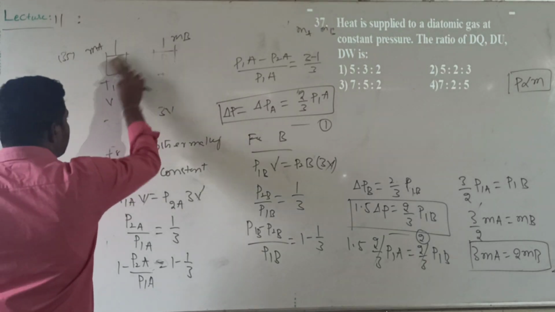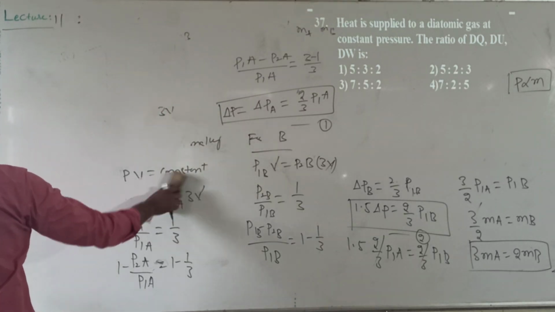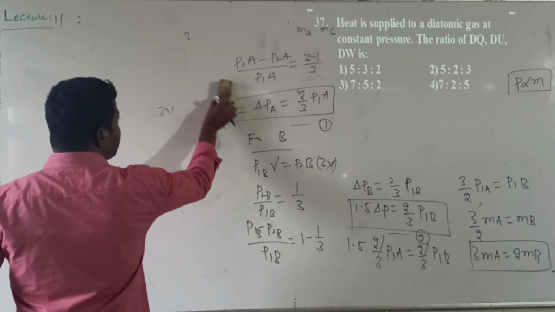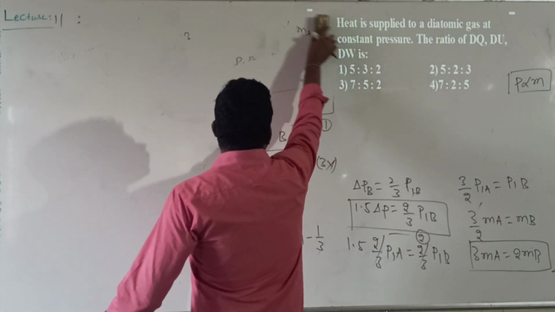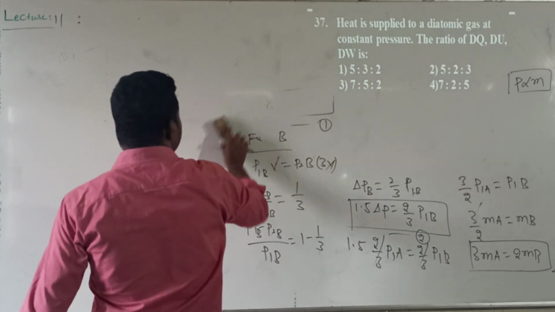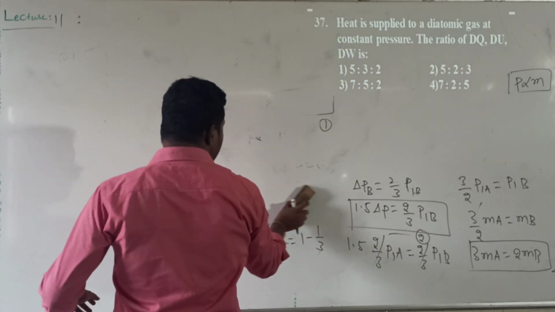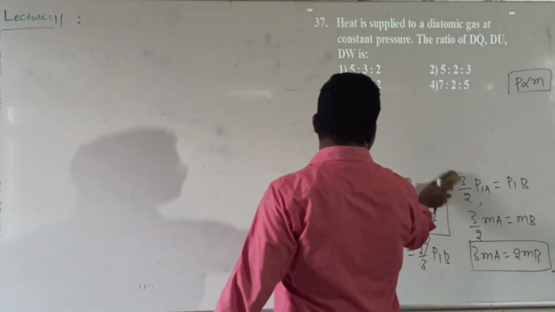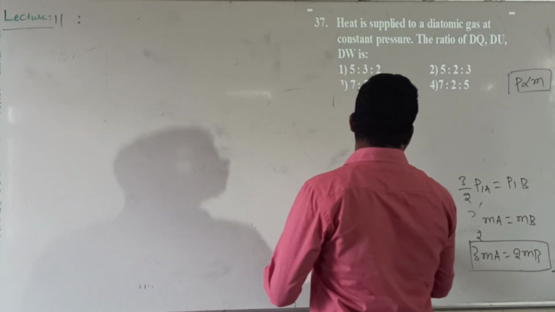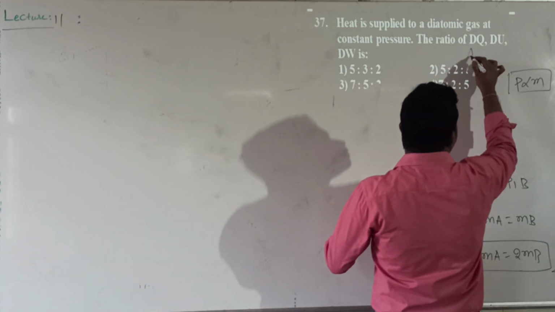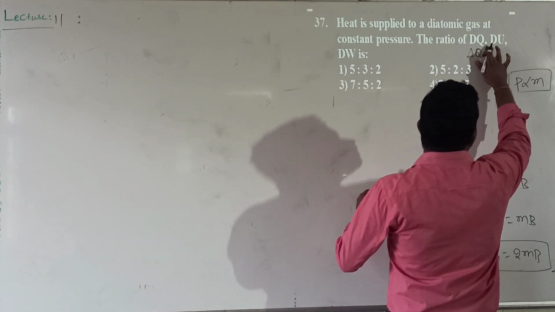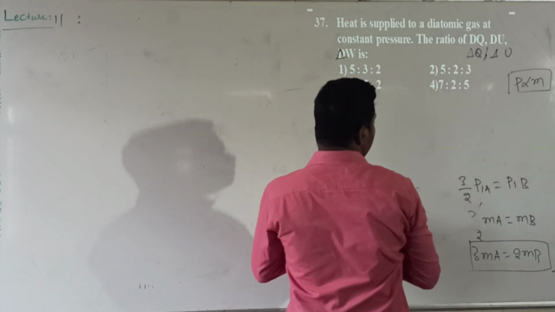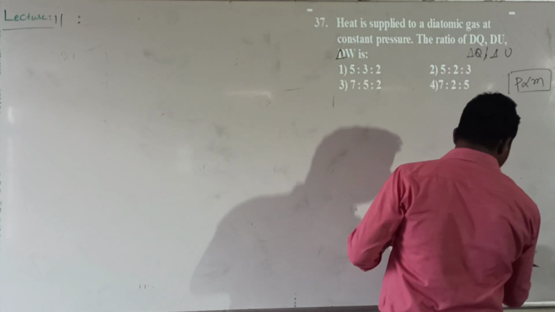Next, question number 37. Direct question: the heat supplied to a diatomic gas at constant pressure. Whenever pressure is constant, that is which process? Isothermal or adiabatic? So it is an isobaric process. Now they are asking us to calculate the ratio of delta Q to delta U and delta W.